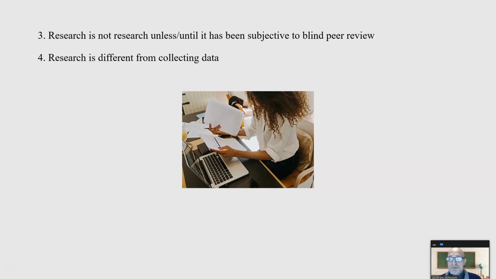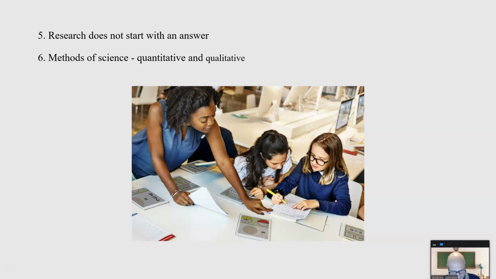It should be subjected, not subjective. We all make errors. Good research does not start with an answer. You're not collecting data to prove your point, although we have a general idea. But good research uses the data to answer your question. Good research, you have the ability to prove yourself wrong.